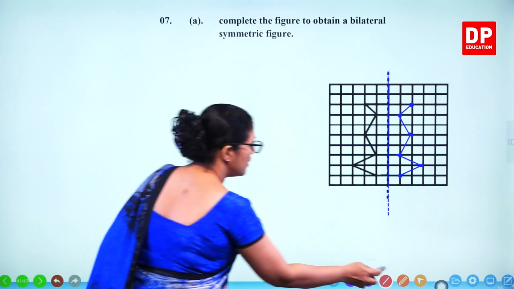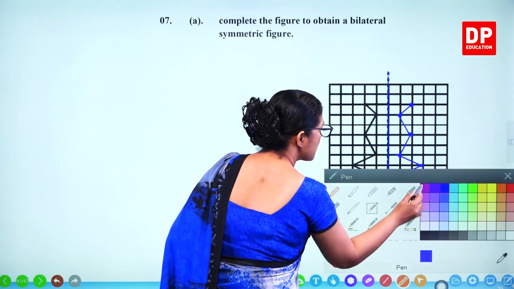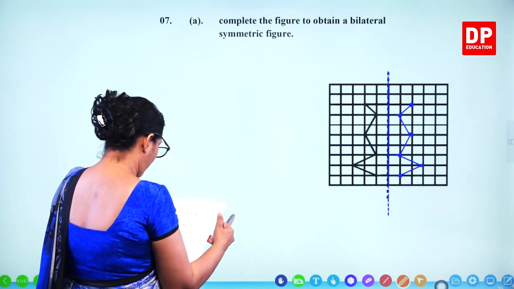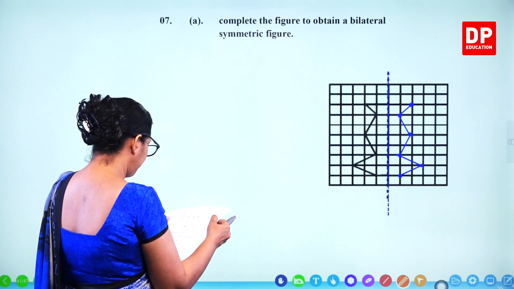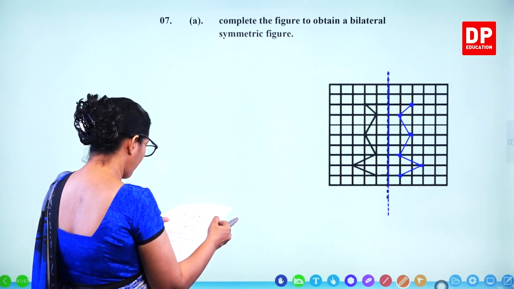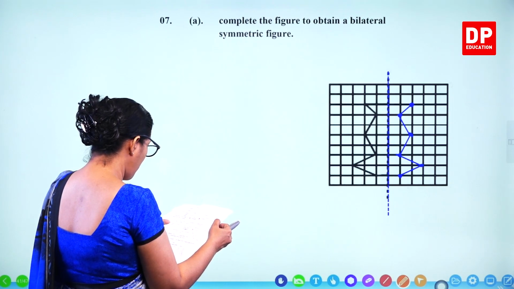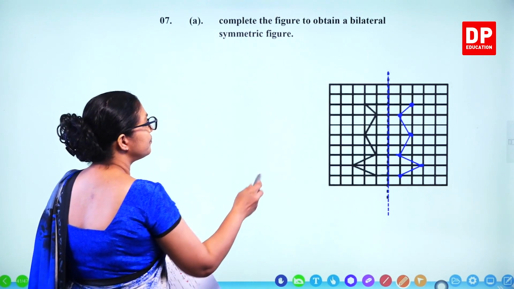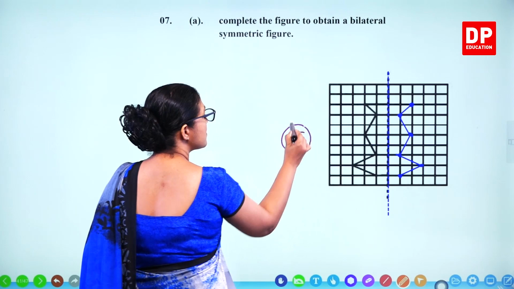So that's the first part. How many marks? You are getting 5 marks for that. 5 marks to complete this diagram.